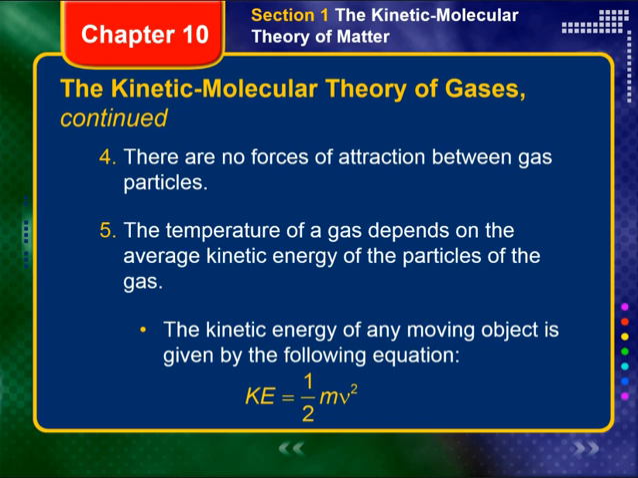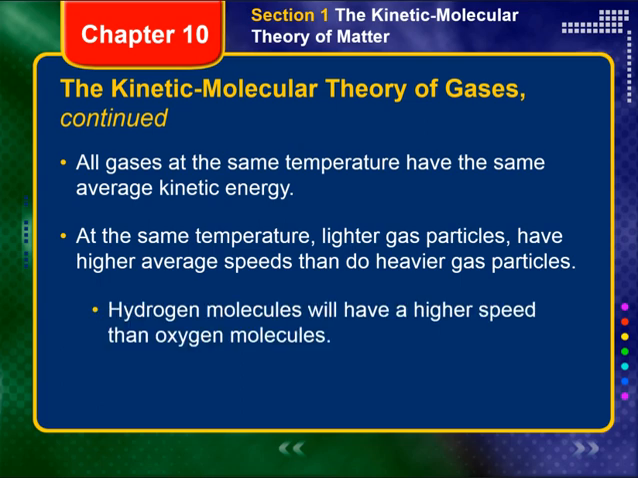But the kinetic energy of any moving object is given by the following equation. Kinetic energy, KE, equals 1/2 mv squared. That's mass times velocity squared. Now, all gases at the same temperature have the same average kinetic energy. Doesn't matter what the gas is. If they're all at the same temperature, the average kinetic energy is the same.